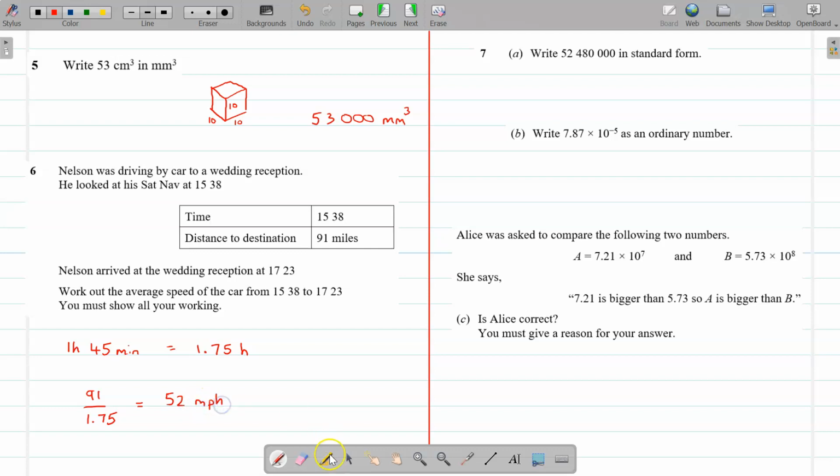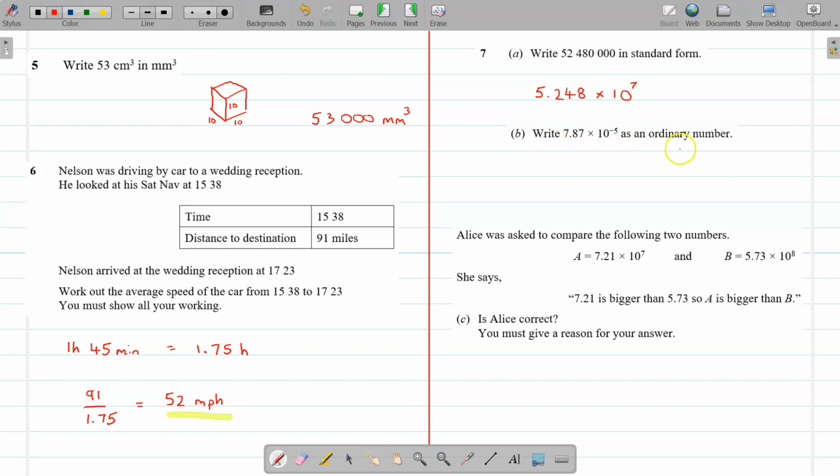Okay, next question, number 7. Write that in standard form. Okay, remember the number you start with must be a number between 1 and 9.9 recurring. So 5.248, okay, is what you start with, and that's multiplied by 10 to the power of, and I'm starting from here, 1, 2, 3, 4, 5, 6, 7. 10 to the power 7.